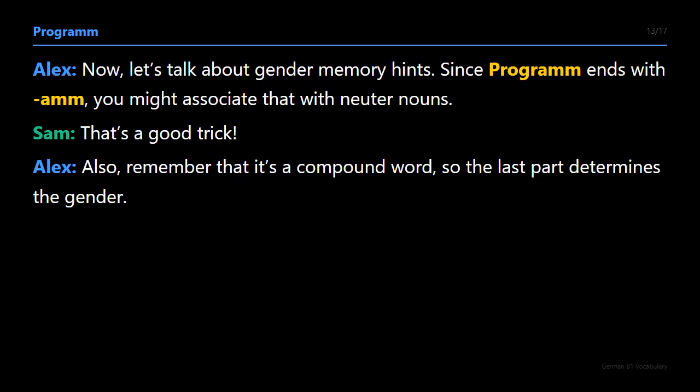Now, let's talk about gender memory hints. Since Programm ends with am, you might associate that with neuter nouns. That's a good trick. Also, remember that it's a compound word, so the last part determines the gender.